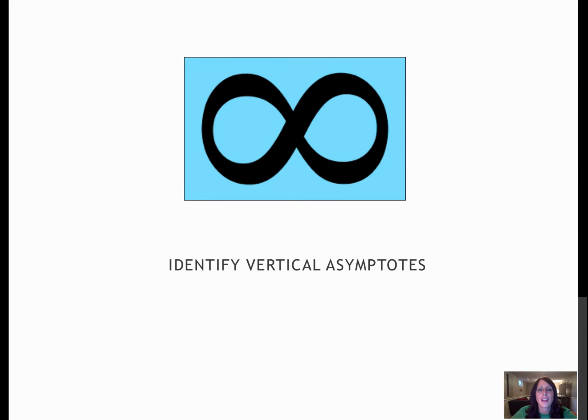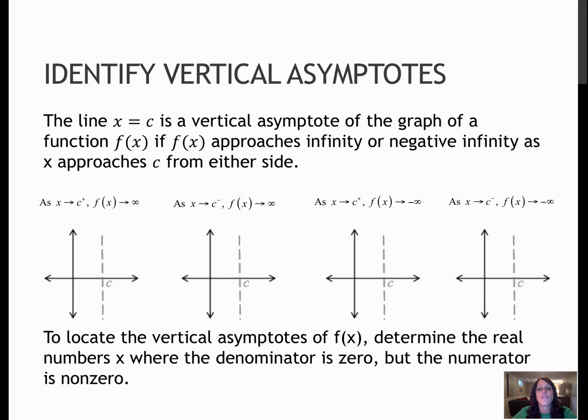So we just had a first look at asymptotes when we were looking at infinite behavior. Let's first talk about vertical asymptotes and what those mean. So the line x equals c, so again we are talking about a dotted line just as we saw in our last graph, is a vertical asymptote of the graph of the function f of x if f of x approaches infinity or negative infinity as x approaches c from either side.